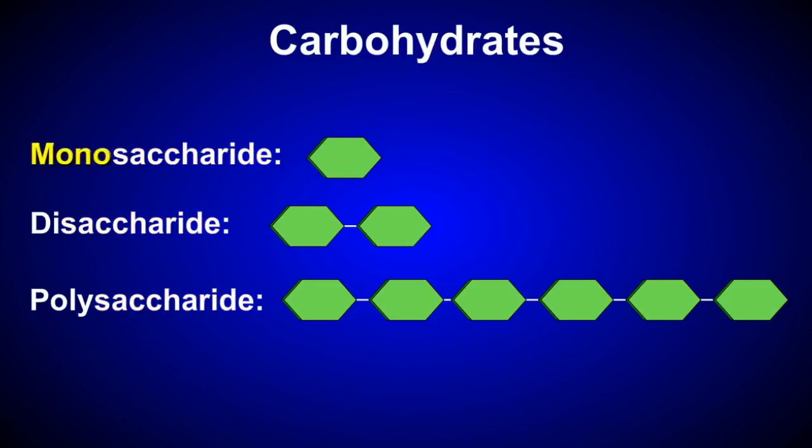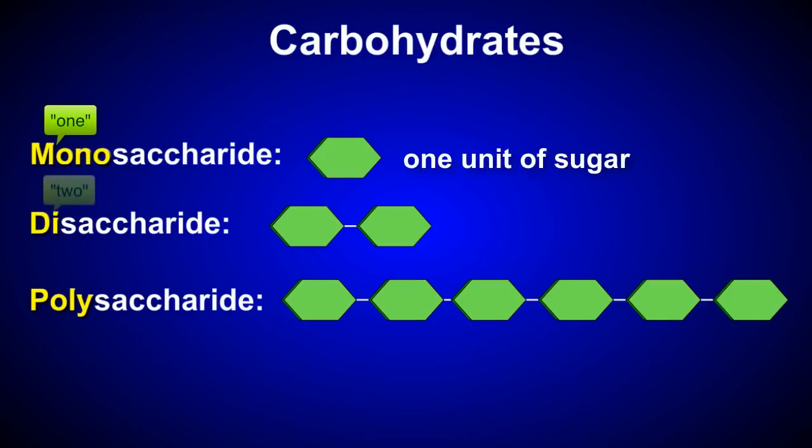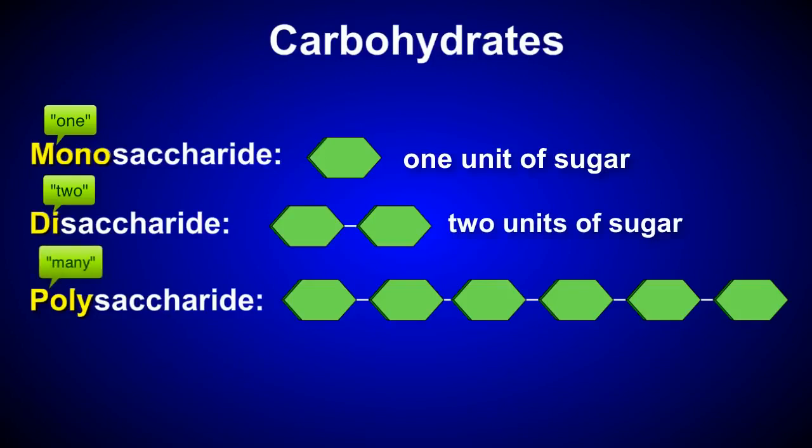The prefixes mono, di, and poly refer to the number of sugars in the molecule. Mono means one, so a monosaccharide is a carbohydrate made of 1 unit of sugar. The prefix di means two, so a disaccharide is a carbohydrate made of 2 units of sugar. And poly means many, so a polysaccharide is made of many sugar units bonded together.